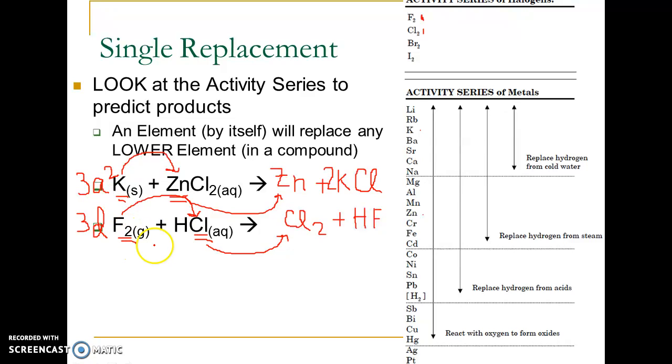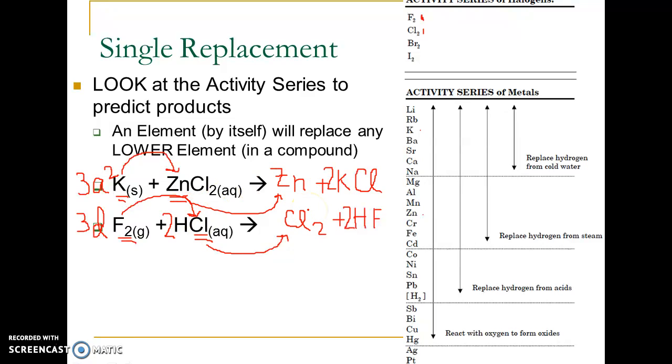Okay, so let's look at this next one here. I have 2 fluorines on the reactant side and 1 on my product side, so I'm going to put a 2 here to balance that out. I have 1 hydrogen on this side and 2 on my product side, so I'm going to put a 2 here to balance this. I have 2 chlorines and 2 chlorines, so I'm balanced.